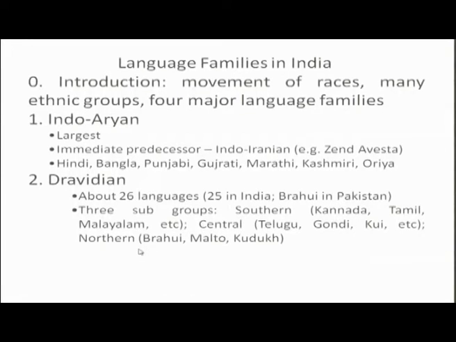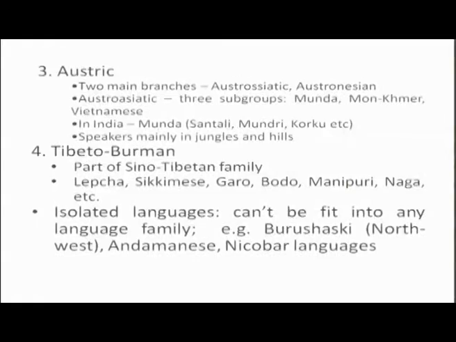So, moving on. Third language family is Austric. The text talks about two main branches within this family, Austroasiatic and Austronesian. Austroasiatic is what is discussed in the text. There are three subgroups within that: Munda, Mon Khmer and Vietnamese.